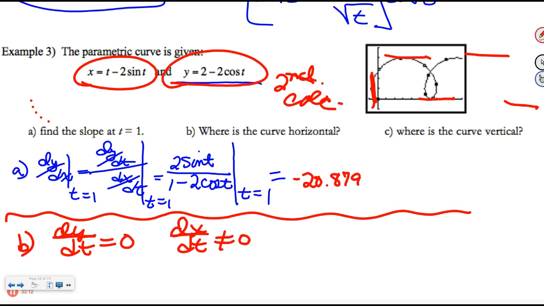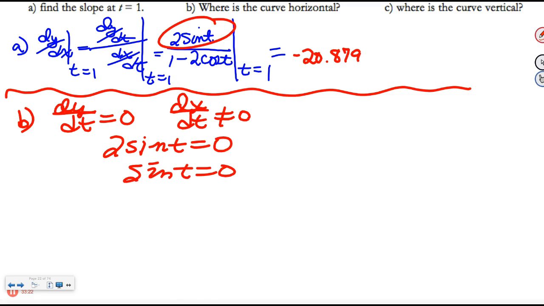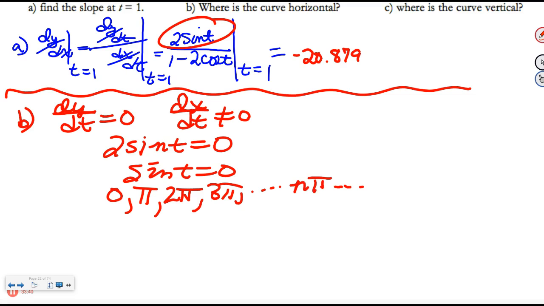There's a whole bunch of places. So we need to go take dy/dt, which I already found. 2 sine t has to equal 0. Sine t has to equal 0. Where's the first place that happens? 0, then pi, then 2 pi, then 3 pi, in particular n pi, right?